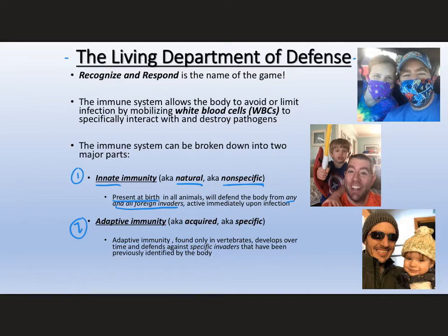Now, then you've got adaptive immunity. Adaptive immunity is what's a little more specific to us, right? Adaptive immunity is only found in vertebrates, and so more complex animals. Sometimes adaptive immunity is also referred to as acquired or specific. And again, these are all good names for it. This is the part of your immune system that develops over time, right? So this gets better and better as you grow, and it defends against very specific invaders. So it is a defense against these previously identified pathogens that make a return to your body.